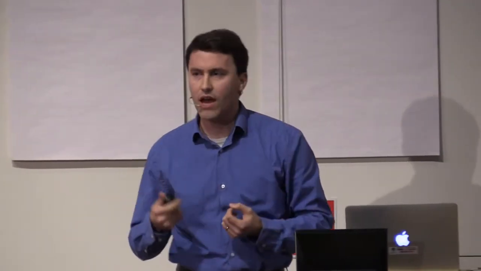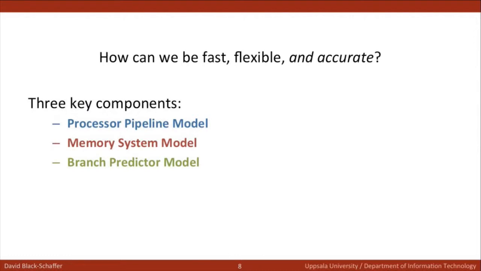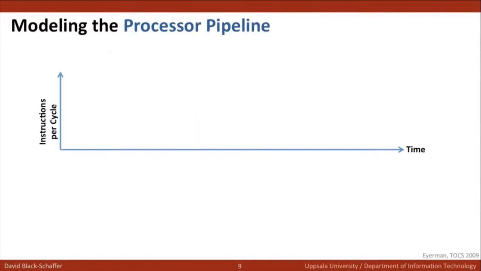Okay, now how can we do all of this? How can we be fast, flexible, and accurate? So we sort of want almost everything here all at once. And I'm going to give you some understanding of how we build this model and how we obtain this. I'm going to go through three key components of the model. The first one here is how we do the processor pipeline. How do we model performance in the pipeline? Second one is how do we model the memory system? And the third one is how do we model the branch predictor? And I hope after looking at those, you'll have a feeling of how this comes together to give us a fast model that's actually going to give us insight into where the problems are.